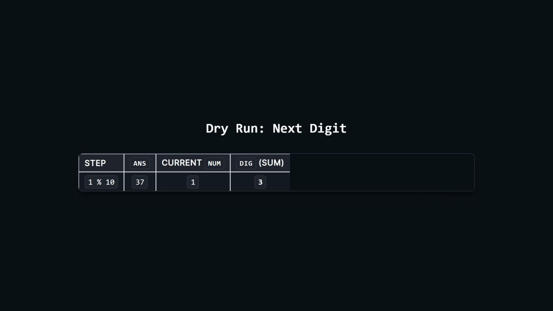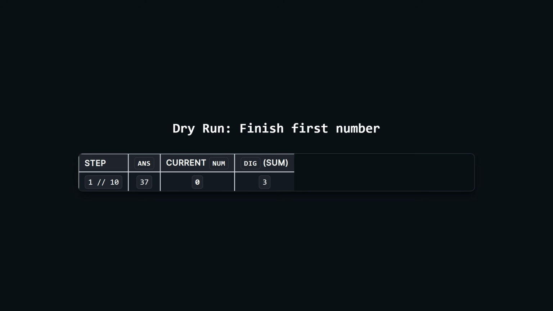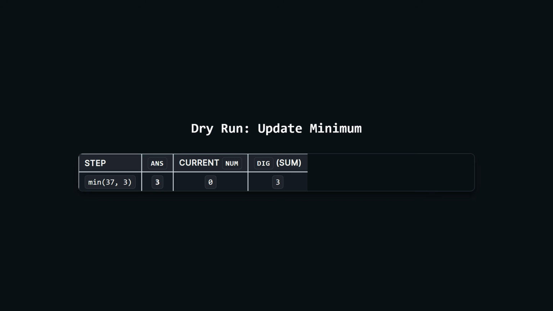1 modulo 10 is 1. We add that to our sum of 2, making it 3. 1 divided by 10 is 0. The while loop for the number 12 is now finished. We compare our old answer, 37, to our new sum, 3. 3 is smaller, so it becomes our new answer.